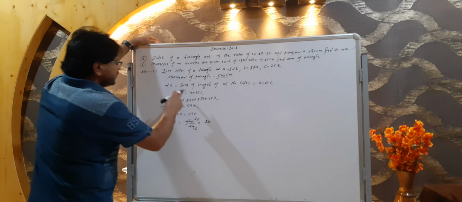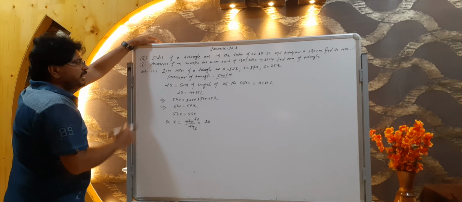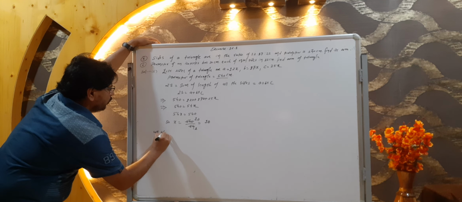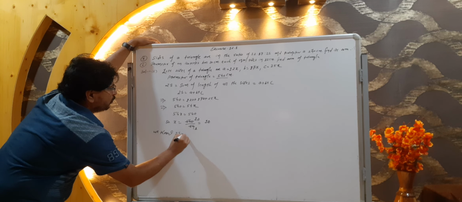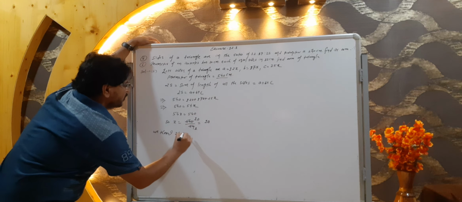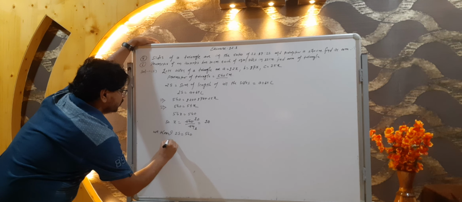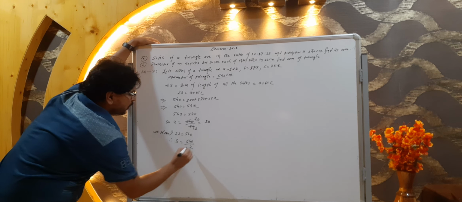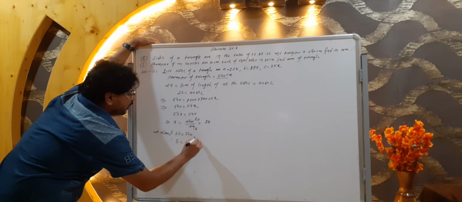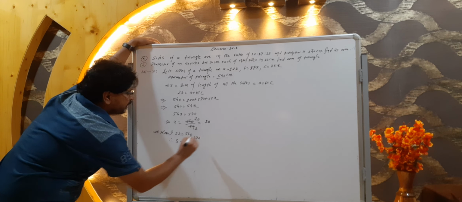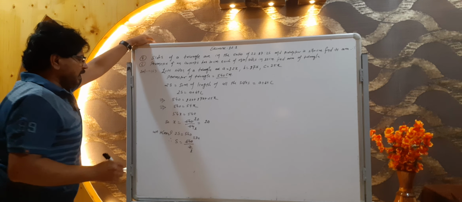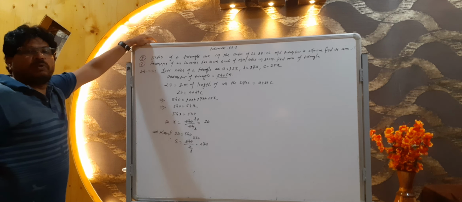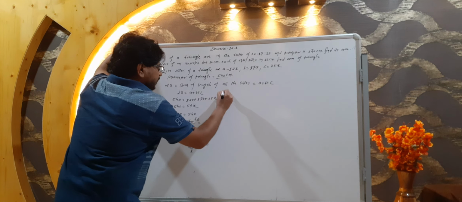Okay, and here 2s, its value is 540. We know 2s is equal to the given perimeter, 540. Therefore s is equal to 540 upon 2. 2 times 270 is 540. Means what we got, the value of the semi-perimeter? 270.